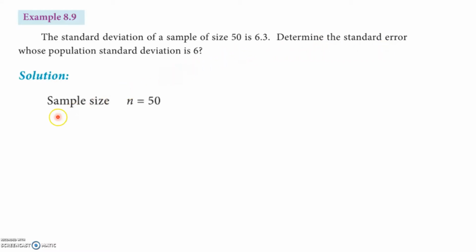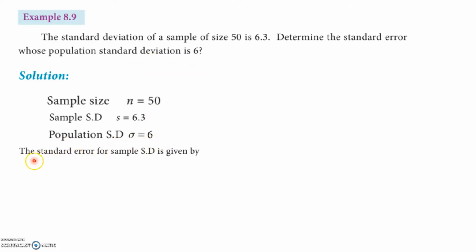So we are given the sample size n equal to 50, and the standard deviation of the sample is 6.3, which we call S, and we have the population standard deviation as 6, which is represented by sigma. Now we need to calculate the standard error of the sample standard deviation. I want you to understand that we are asked to calculate the error in the standard deviation.